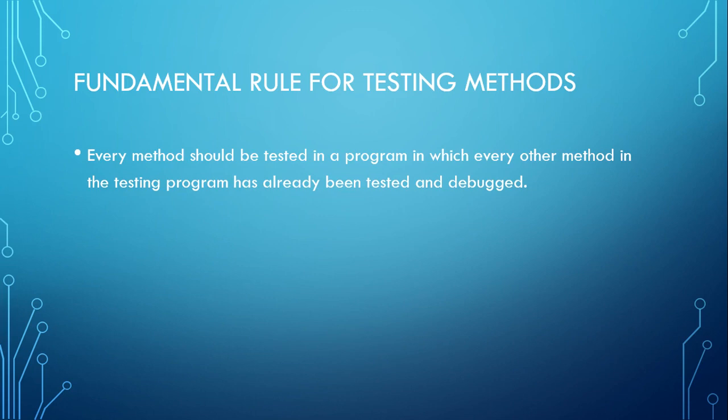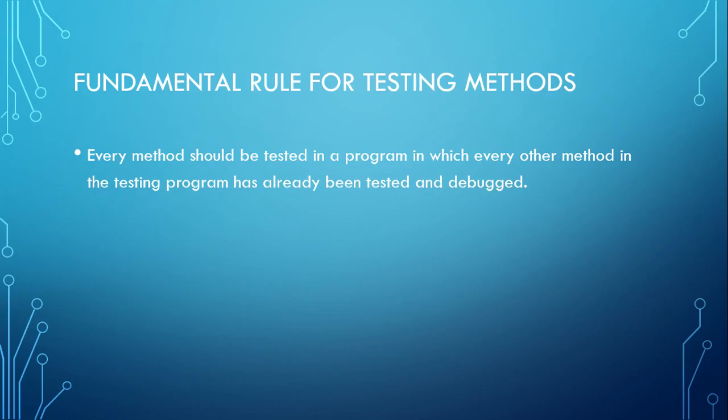Now, we do need to discuss one last thing, which is the fundamental rule for testing methods. The fundamental rule for testing methods states that every method should be tested in a program in which every other method in the testing program has already been tested and debugged. Just one last note on that. What that pretty much means is that every line of code should be tested. Every method that you're constructing, you should test it rather than just assuming that it works.